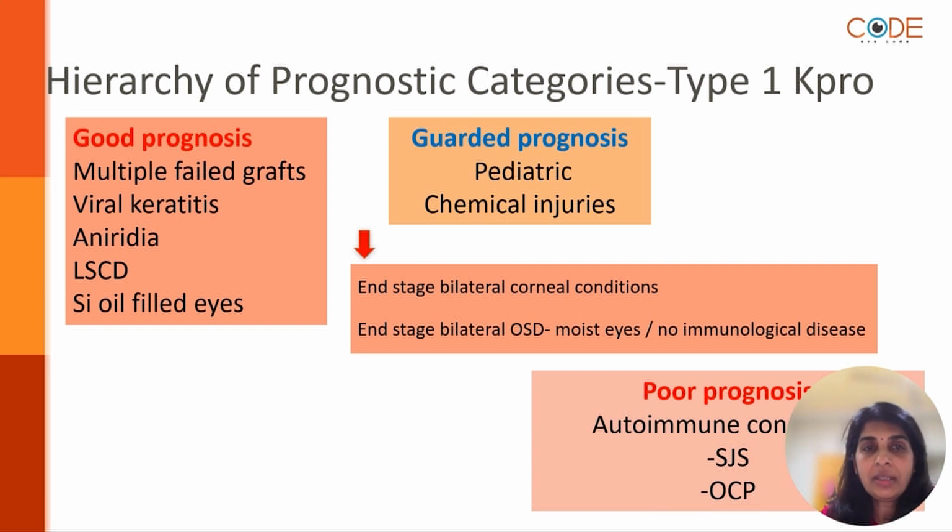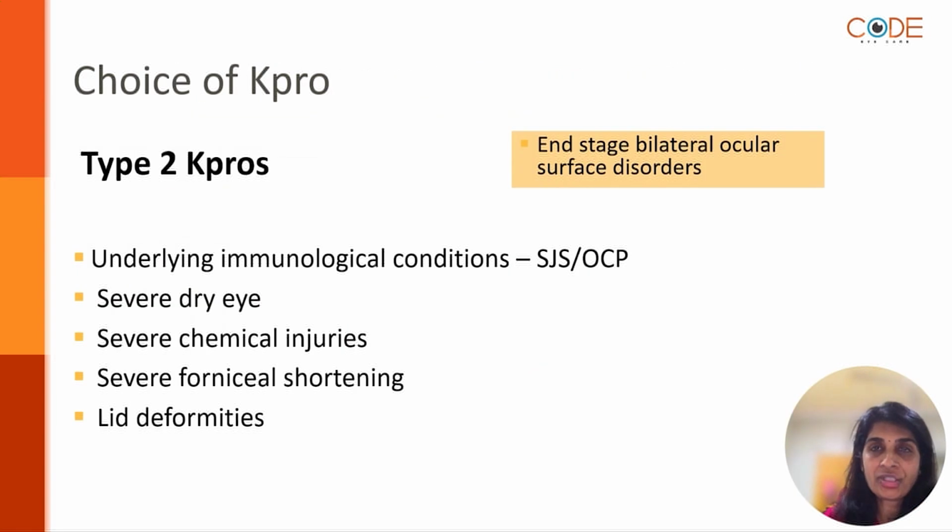So basically, type 1 K-Pro is recommended for patients who suffer from end-stage bilateral corneal conditions and for end-stage bilateral ocular surface diseases which are moist and have no underlying immunological diseases.